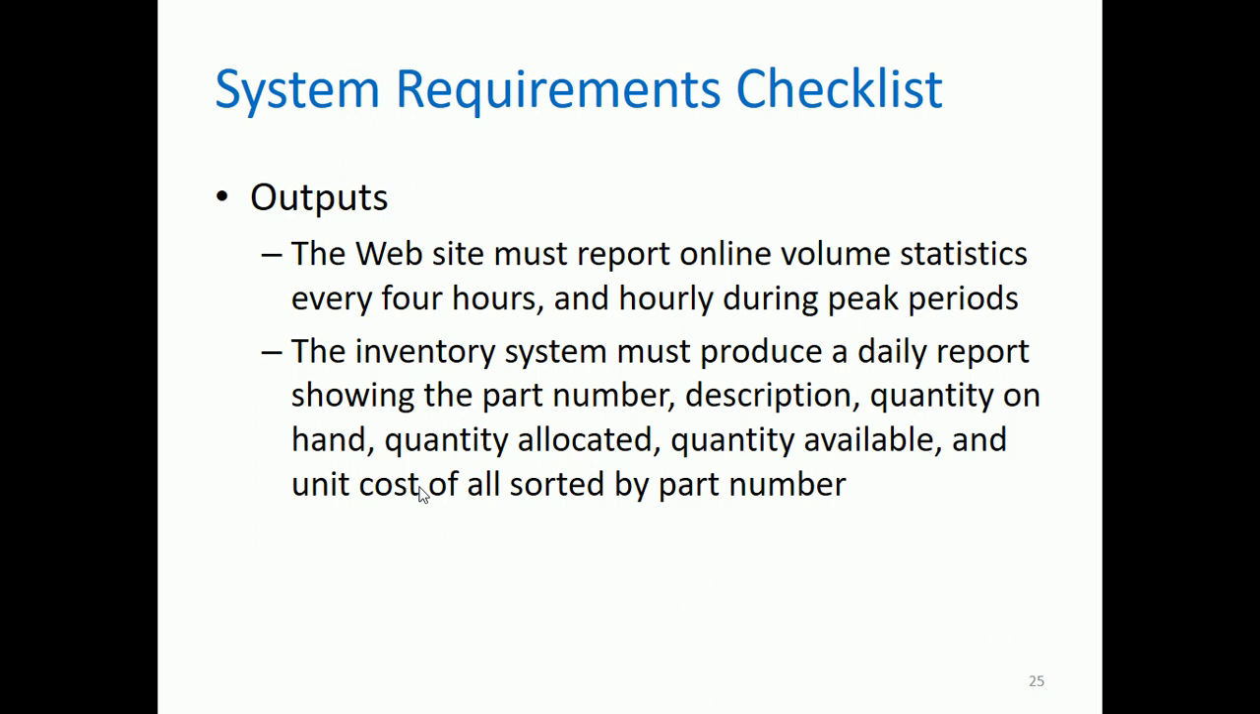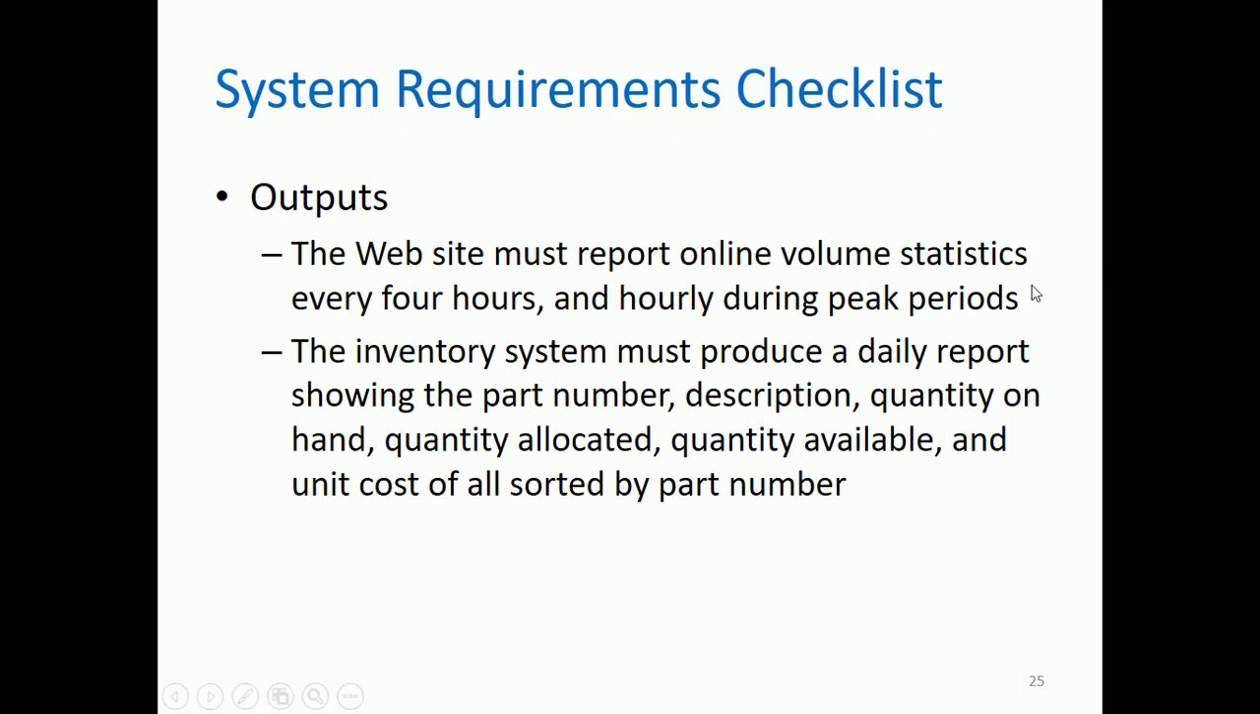Okay, next is the system requirements checklist. We need to identify or create statements for the outputs as a system requirements checklist. The key terms for outputs are generate reports, display the outputs or the results. So let's have this first statement. The website must report online volume statistics every 4 hours and hourly during peak periods.